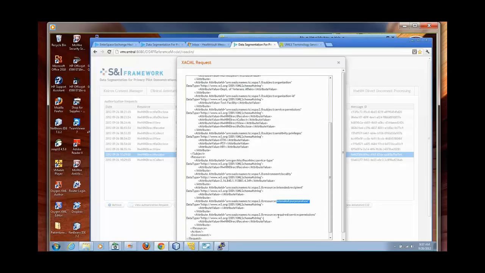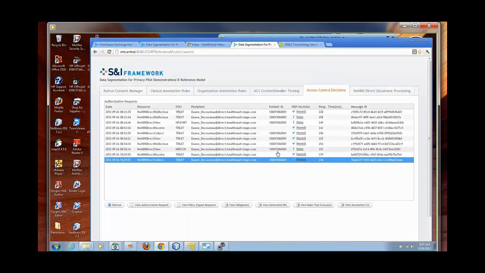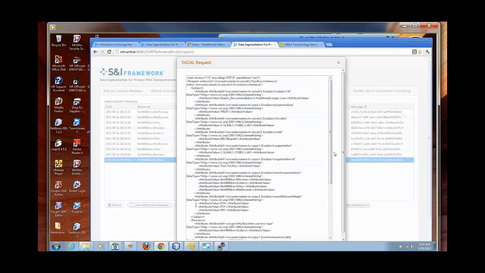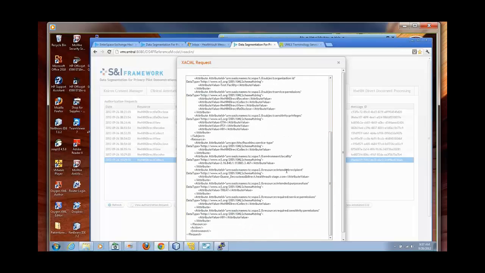The next step in the processing is the collection phase. Again, Dr. Duane will assert his credentials and permissions. Metadata is available at this time, where the intended recipient, purpose of use, additional handling instructions such as no collection, encryption at rest, and so on are available for processing in the access control decision.